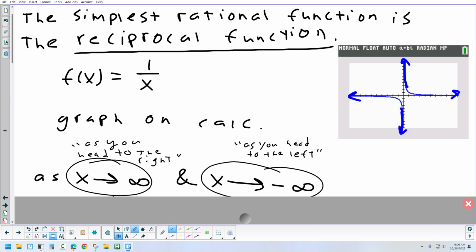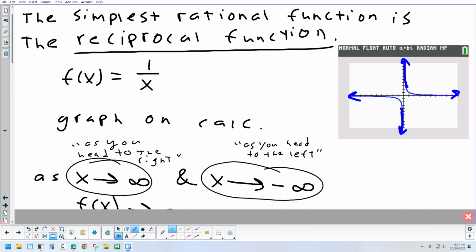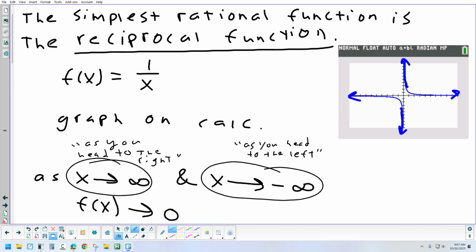Now, let's look at what happens as we head to the left. What does it look like we're getting closer and closer to as we head to the left? 0 again. The difference is we're heading up towards 0. Heading up towards 0. So as you head to the right and as you head to the left, the y value, remember f of x is just another name for y, the y value is approaching 0.